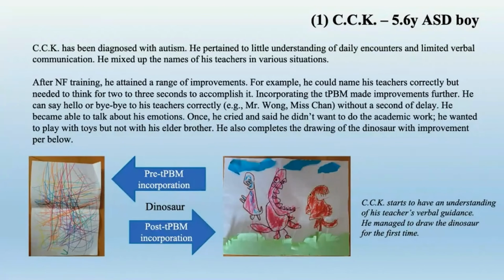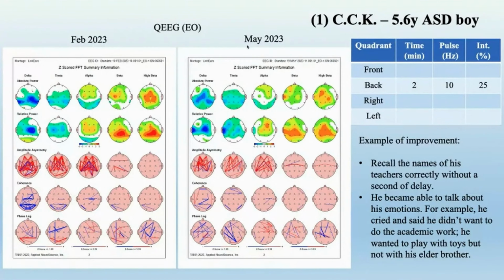The next page is about the brain map comparison before and after a few sessions of the helmet. In this setting, I use only the third quadrant for 2 minutes at 10 Hertz with 25% intensity. After a few sessions, due to the improvement, I collected the brainwave and worked out the brain map here.